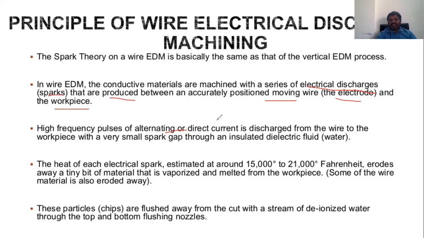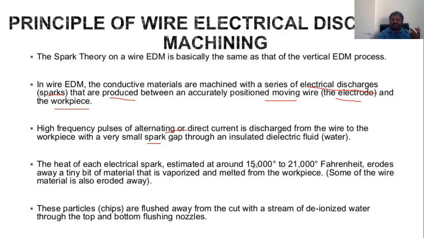In the same manner, there will be an alternating or direct current. We know the DC supply is there, and between the electrode and the workpiece a very small spark is insulated by a dielectric fluid. That is water. We know that as an insulator we can use water. The heat of the electric spark is estimated at around 8,000 to 12,000.